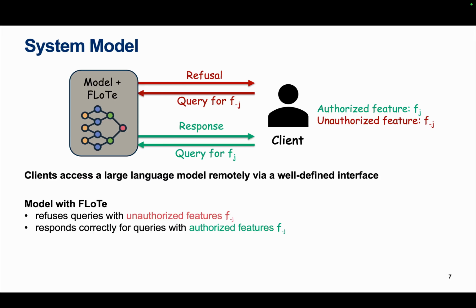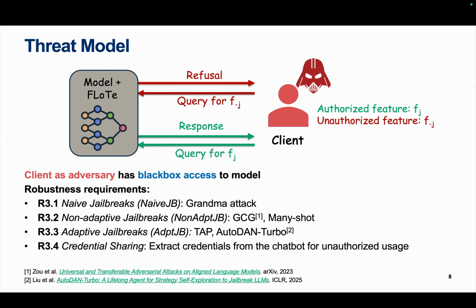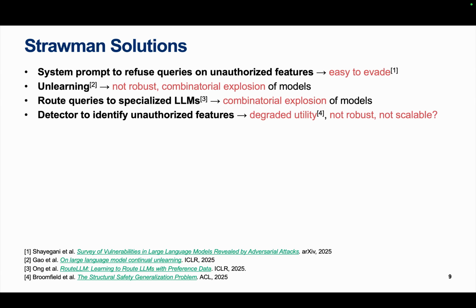So the system model is simple. The client has black box access to the model, and it is potentially adversarial, meaning that the client might perform evasion attacks to try to access unauthorized features. So for example, they can perform naive jailbreaks, they can do non-adaptive jailbreaks, they can do adaptive jailbreaks, or they can do credential sharing. To prevent these from happening, there are several strawman solutions we can take.